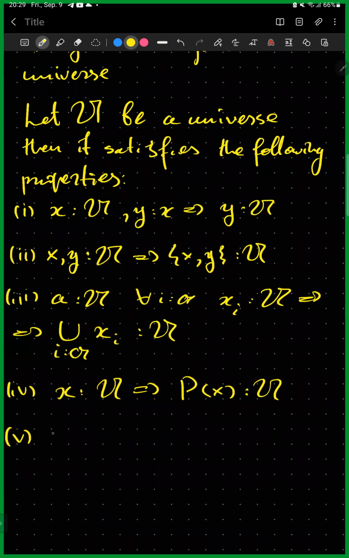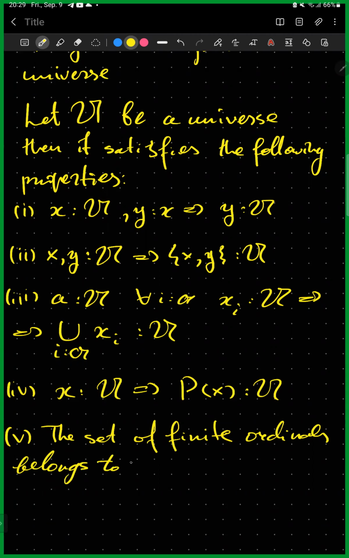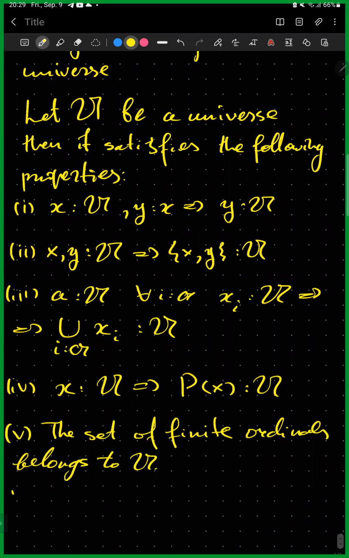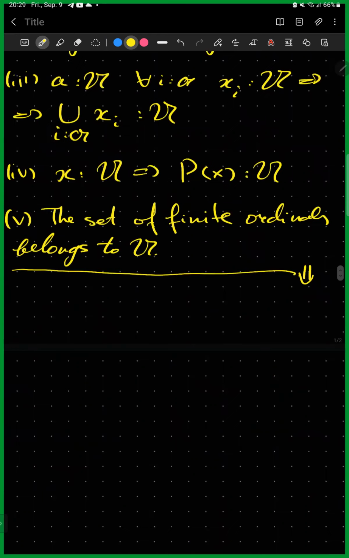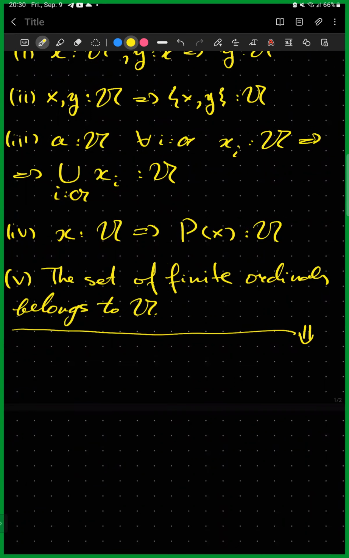Another axiom is that the set of finite ordinals belongs to U. So it basically contains natural numbers. That's the point of this axiom. So yeah, those are the axioms of the universe. And now I will list a few properties that can be easily deduced from them. So let me draw such a line, signifying that what is below are just corollaries of the axioms listed above.